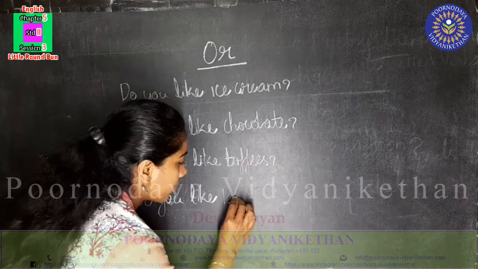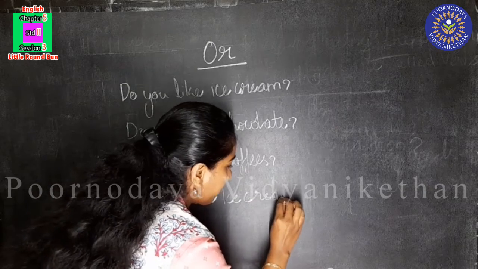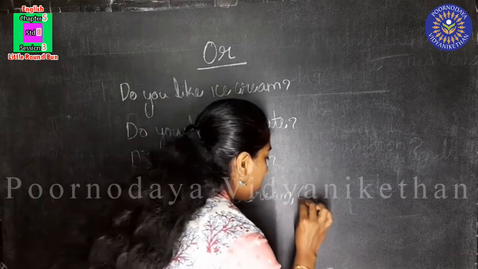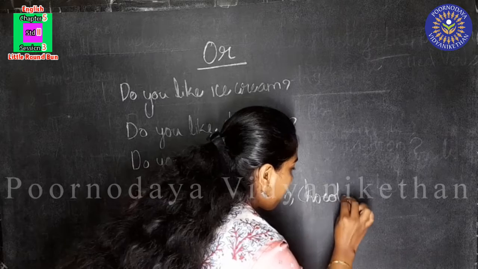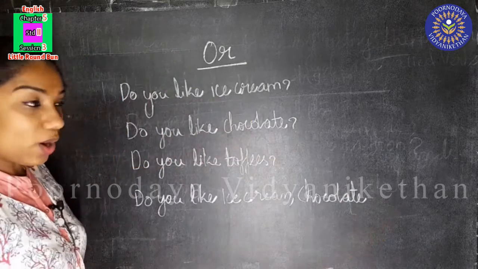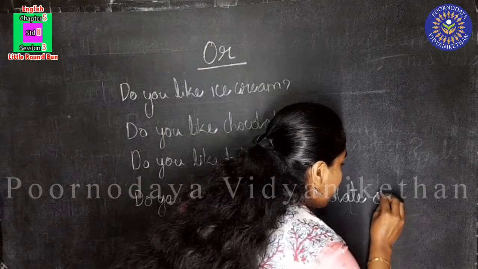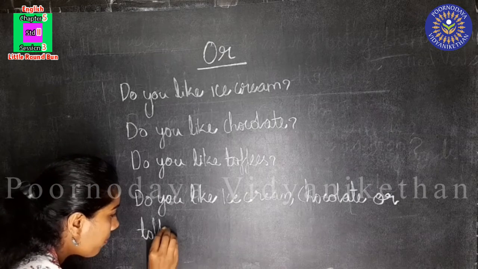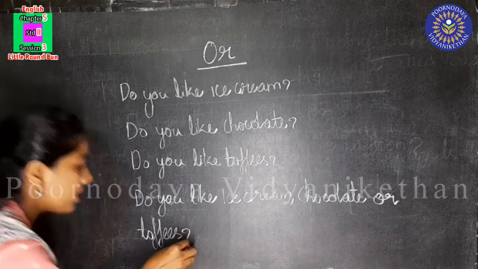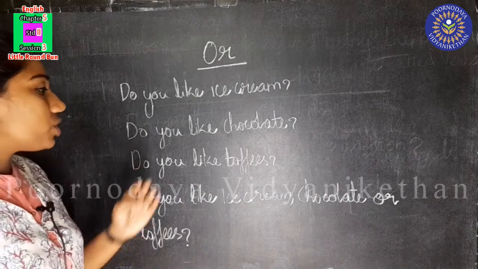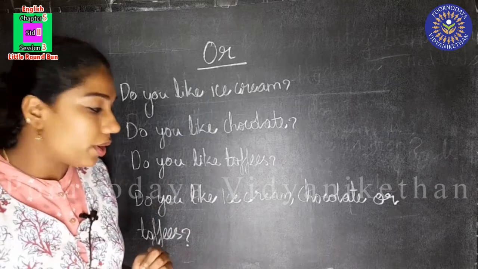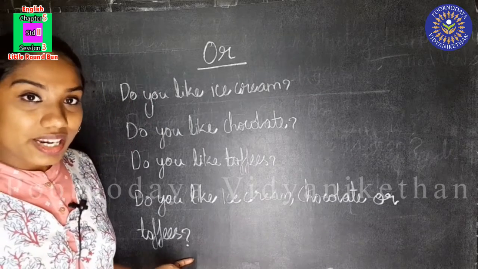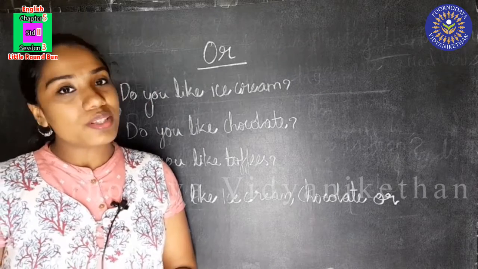Do you like ice cream? Then we have to put a comma here. Do you like ice cream, chocolate or toffees? Then it is a question. We have to put a question mark. So how can we join these three sentences using or? Do you like ice cream, chocolate or toffees? Did you understand? So this is how to use or.